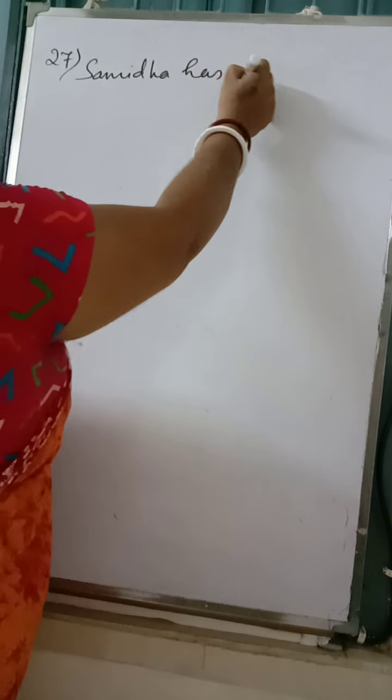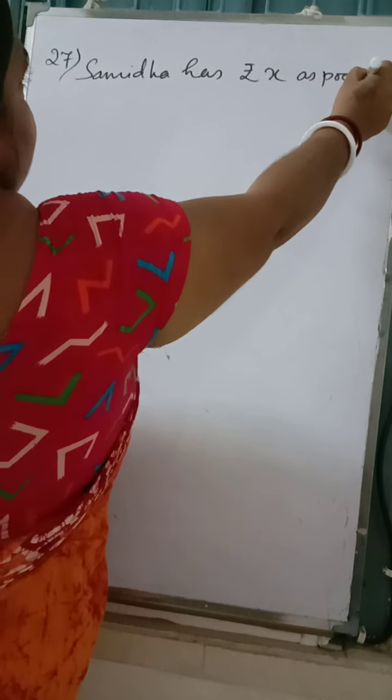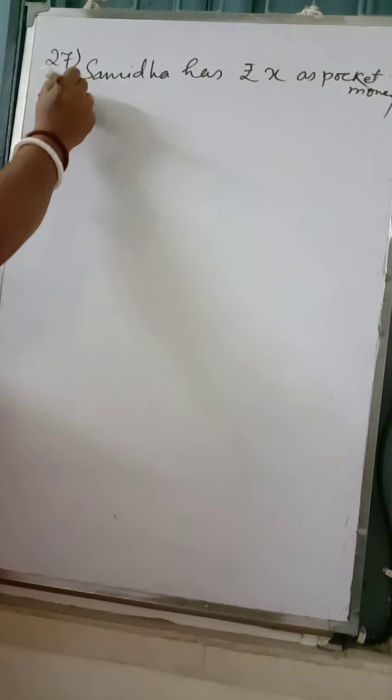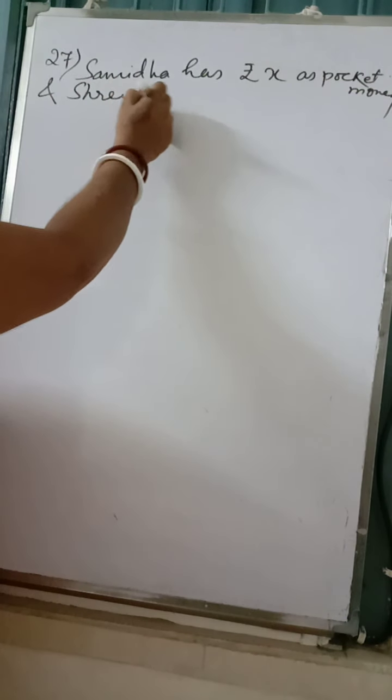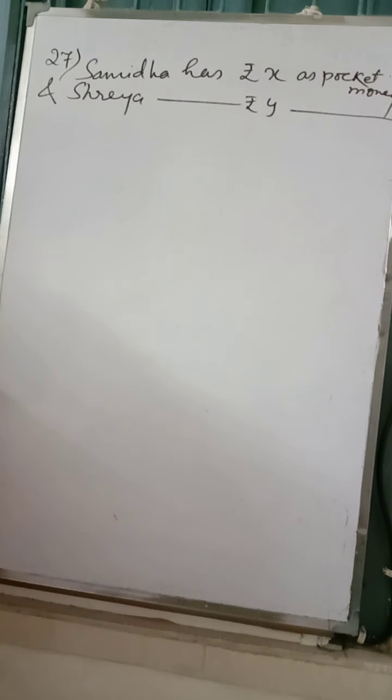Samida has rupees X as pocket money and Shreya has rupees Y as pocket money. Clear? They both spend money throughout the week.